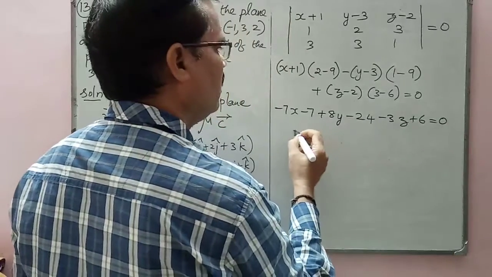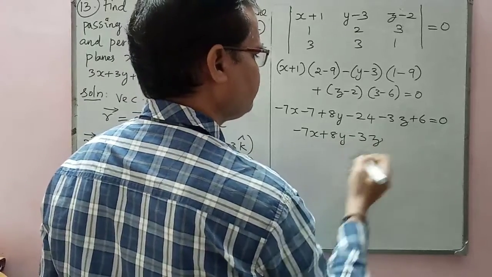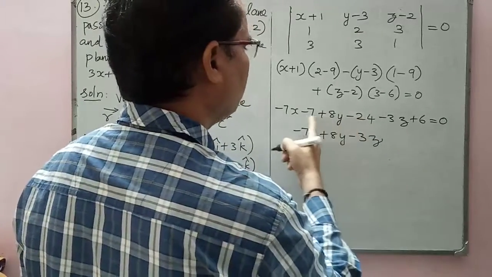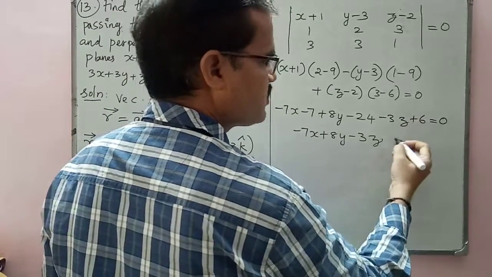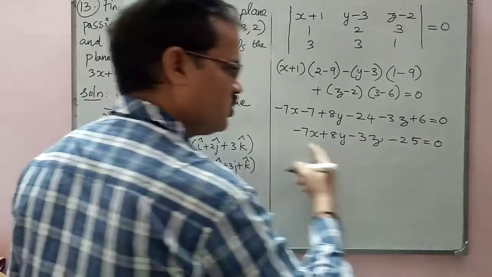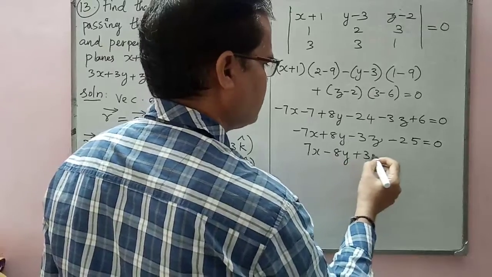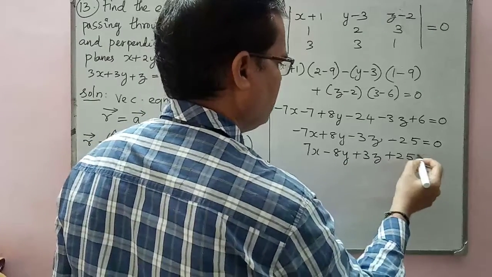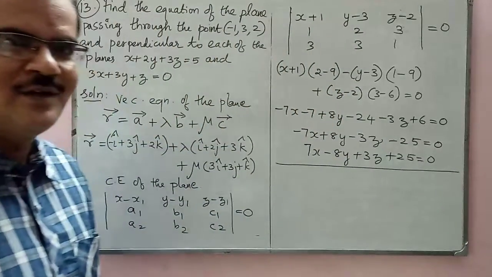We continue. Minus 7x plus 8y minus 3z. You have minus 24 minus 7, which is minus 31. Minus 31 plus 6 is minus 25, equals 0. So x cannot be negative. Change all the signs: 7x minus 8y plus 3z plus 25 equals 0. This is the easy way of doing it. Thank you, children.